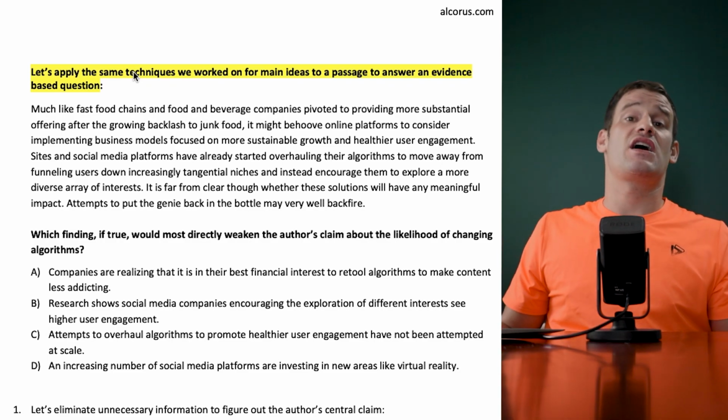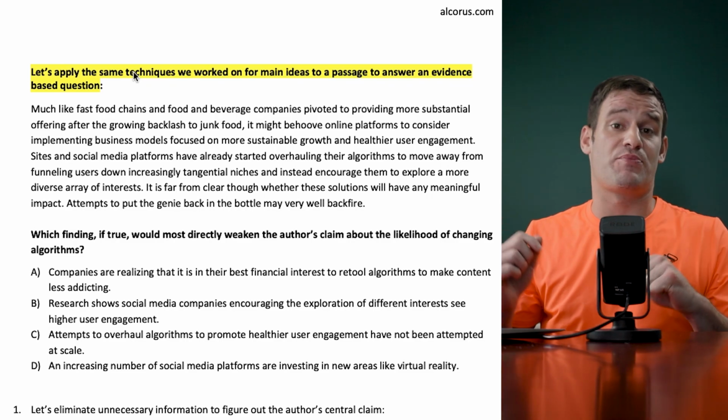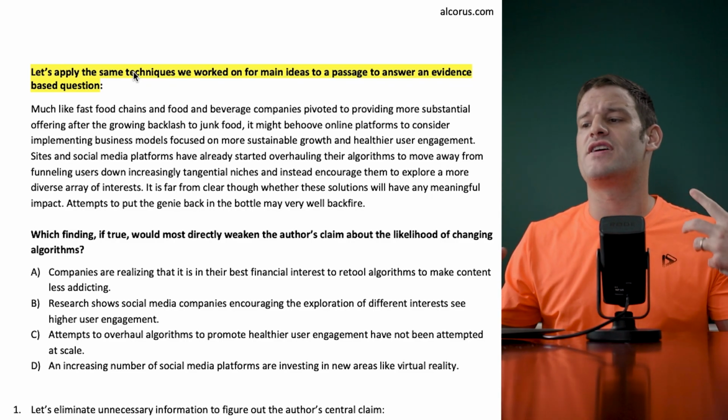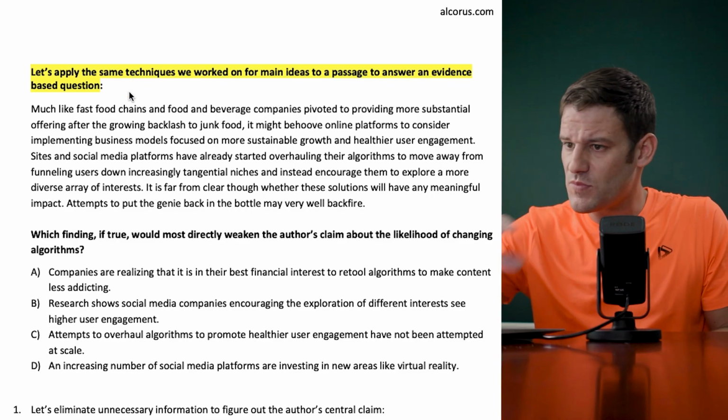Okay, so as I'm reading that, first of all, it's quite clear this is a persuasive passage. The author is arguing a point, right?